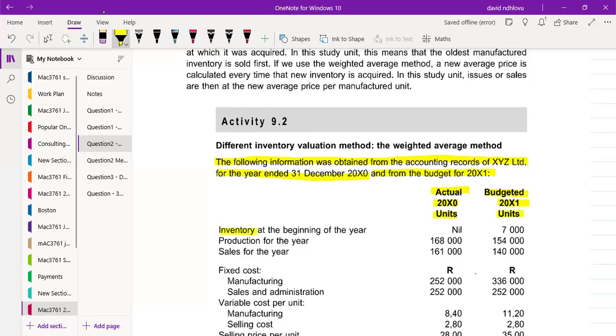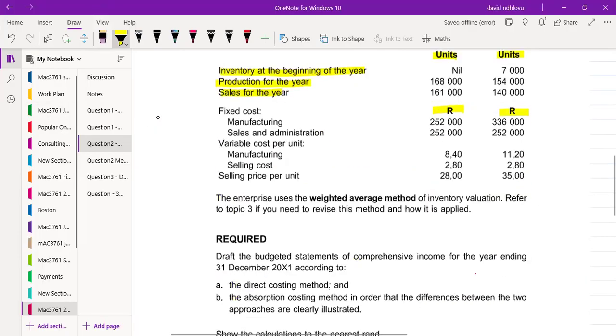We have the inventory at the beginning of the year. We have production for the year. We have sales for the year. And then we are given the rand values. The first set of rand values were given for fixed costs. We have manufacturing costs, and sales and admin. Then variable cost, we have manufacturing, and then we've got sales.